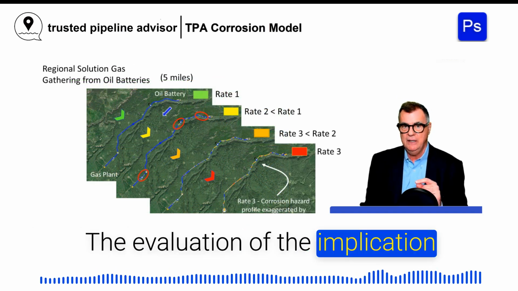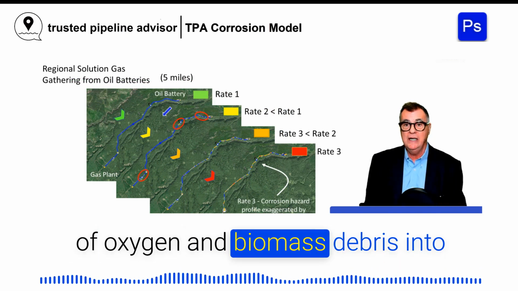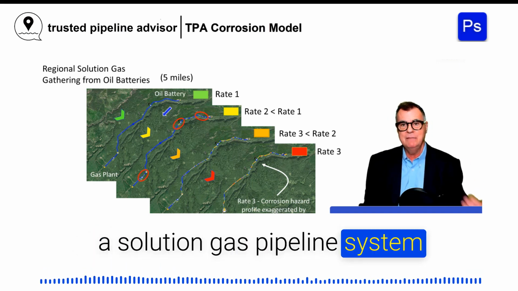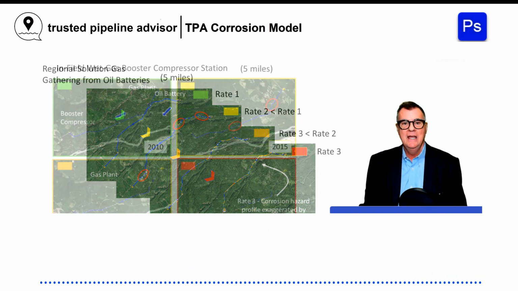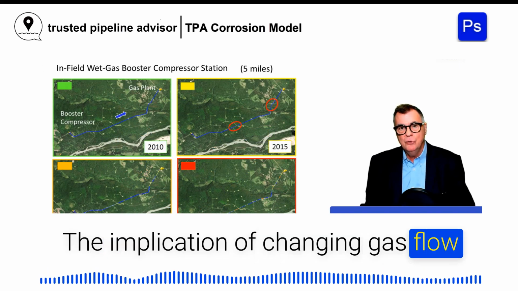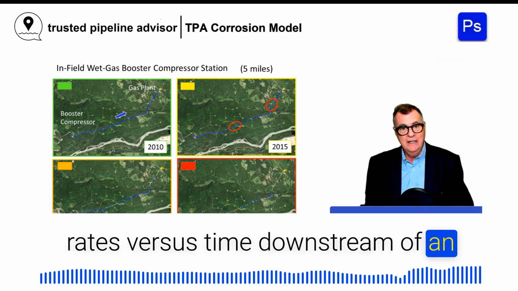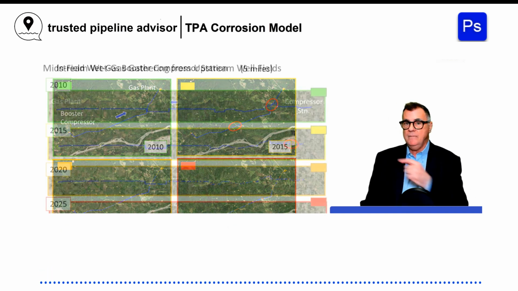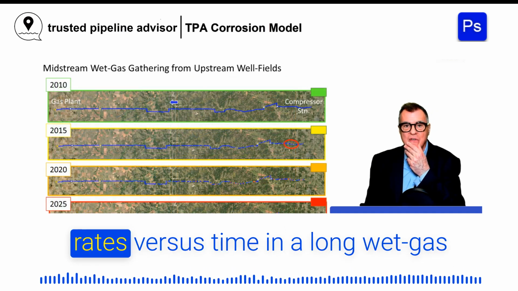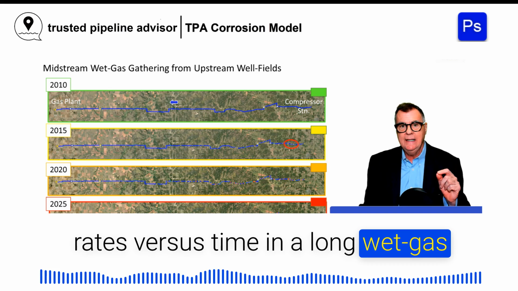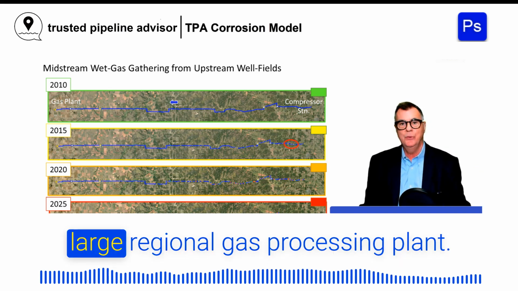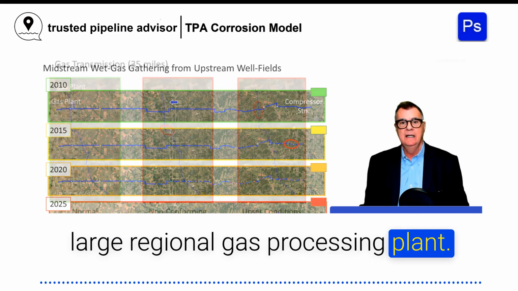The evaluation of the implication of oxygen and biomass debris into a solution gas pipeline system downstream of an oil battery. The implication of changing gas flow rates versus time downstream of an infield booster compressor station. The implication of changing gas rates versus time in a long wet gas midstream pipeline downstream of a major compressor station feeding a large regional gas processing plant.